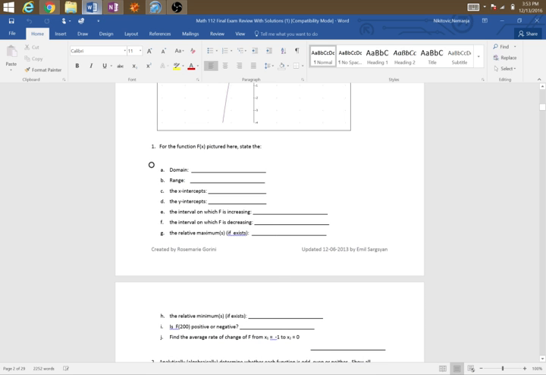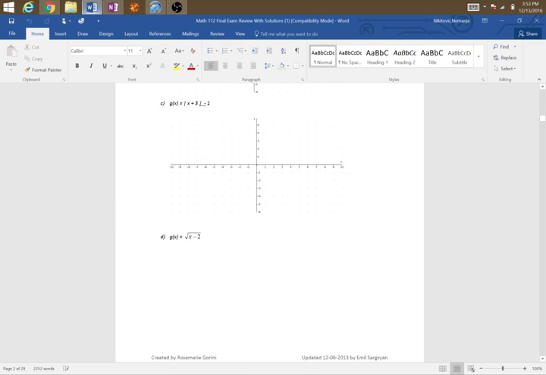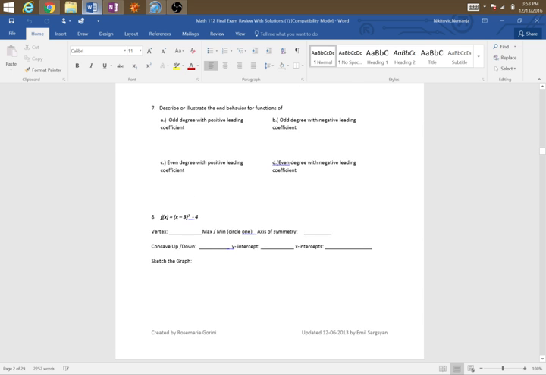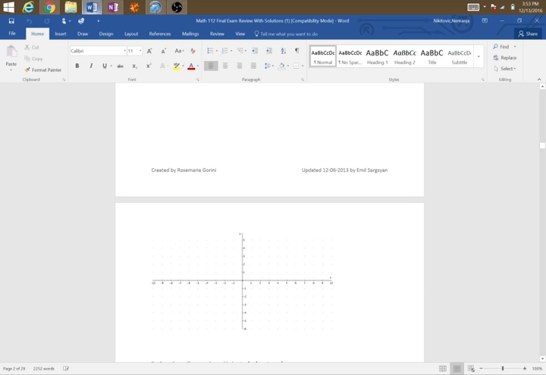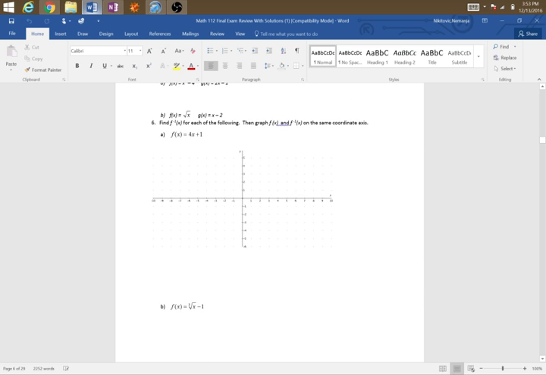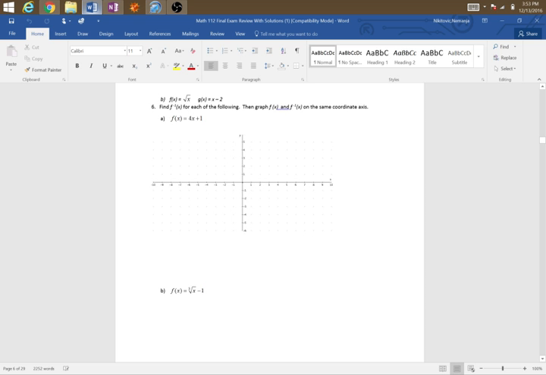(6b). What are we supposed to do? Find the inverse and then graph.